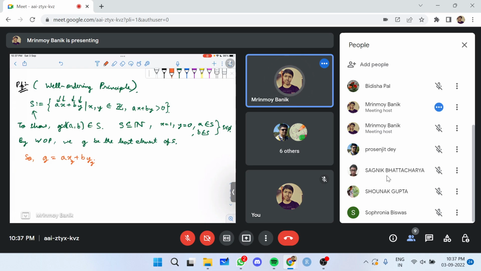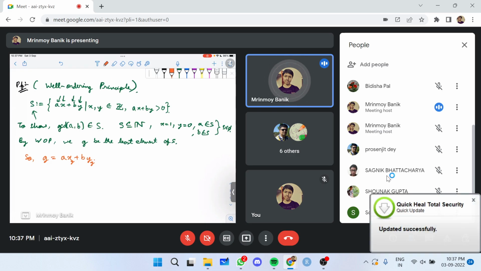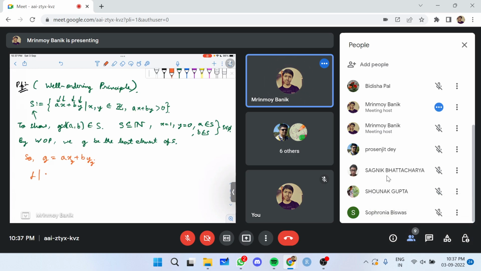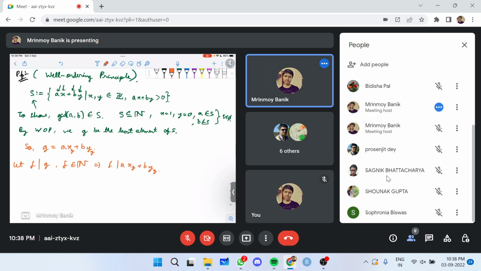So for that we need to first show G divides a and b. Let's take a factor. So let F be a factor of G. So F divides G. F is a natural number and F divides G. This implies F divides a x_G plus b y_G. Now suppose G doesn't divide a, assume.